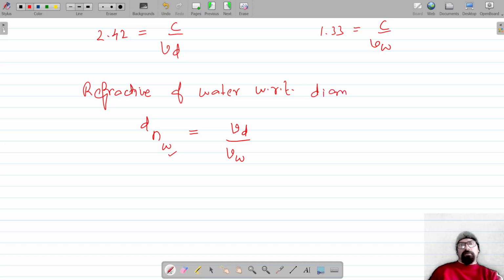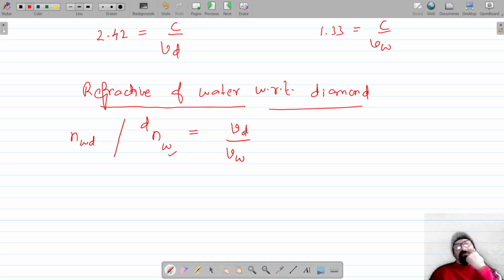So diamond, so there is a refractive index of water with respect to diamond. We have to find out the refractive index of water with respect to diamond, and it's noted by this. You write it as refractive index of water with respect to diamond, which is the refractive index of diamond divided by the refractive index of water.